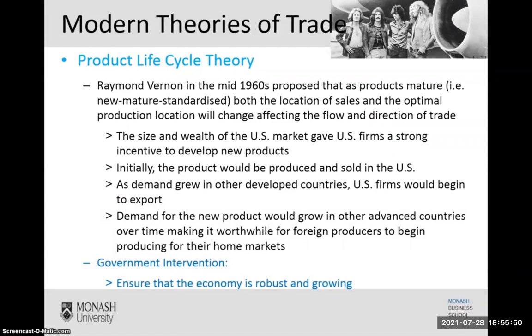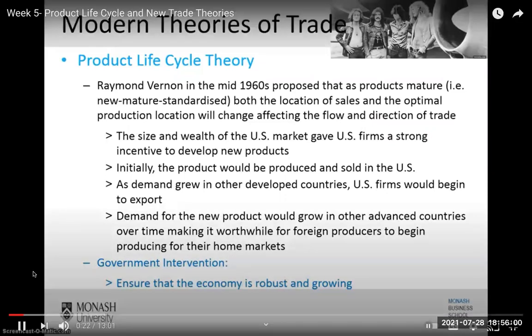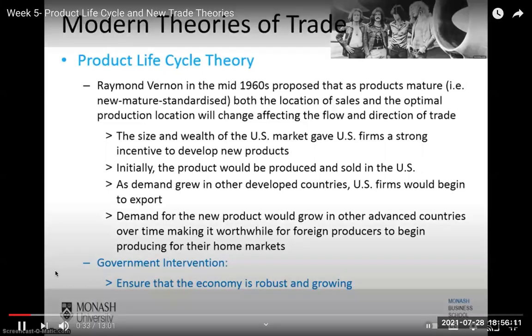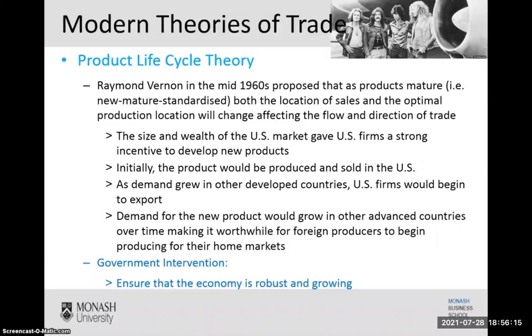Now, this was a theory that was developed in the mid-1960s by a guy called Raymond Vernon, who proposed that as products mature, both the location of sales and the optimal production location will also change, in turn affecting the flow and direction of international trade. Now, it must be said here that Vernon was from the United States, and as such, his theory here is very much US-centric. It focuses heavily on the US market. And so keep that in mind as we move through these points.